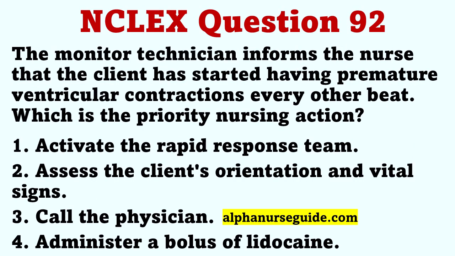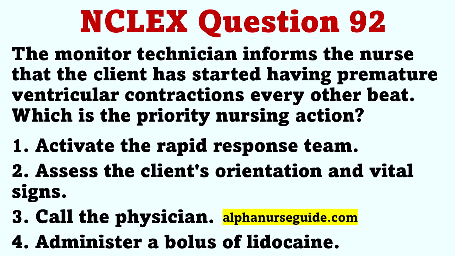The monitor technician informs the nurse that the client has started having premature ventricular contractions every other beat, which is a priority nursing action. 1. Activate the rapid response team. 2. Assess the client's orientation and vital signs. 3. Call the physician. 4. Administer a bolus of lidocaine.